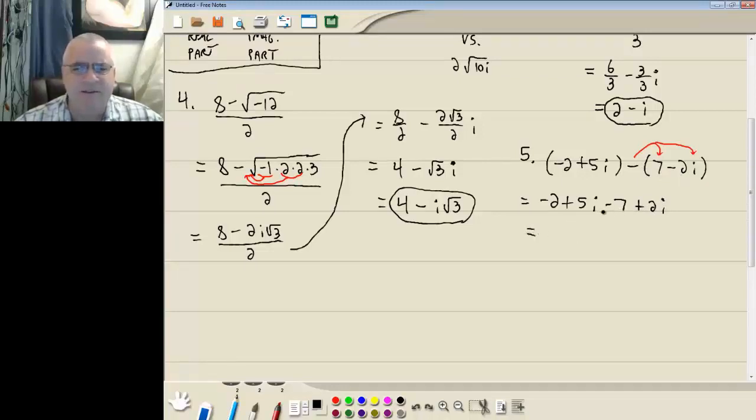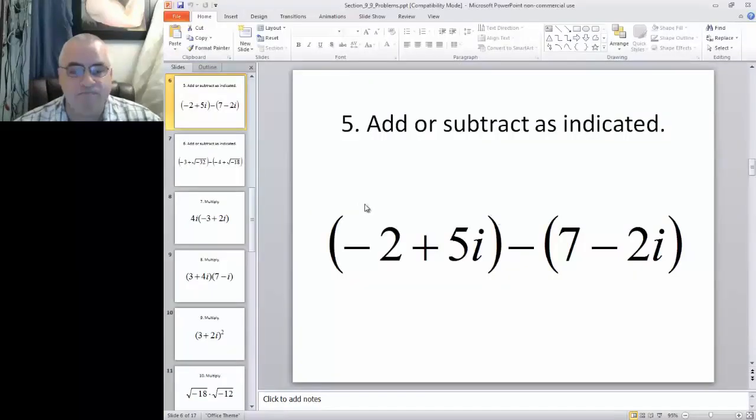Ignoring the fact that the i stands for imaginary, let's treat them like variables. If we are combining like terms, we'd combine the numbers. Negative 2 and negative 7 gives us negative 9. And we'd combine together the i's. 5i plus 2i gives us 7i. And that's our answer. Now, if I was putting this into the calculator, I would just type it in exactly as you see it.